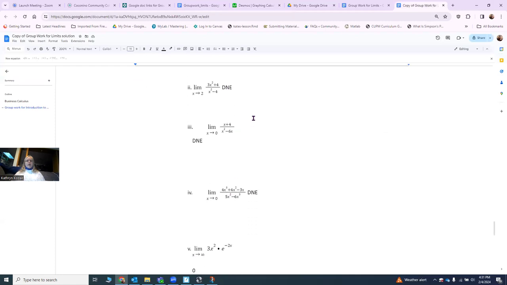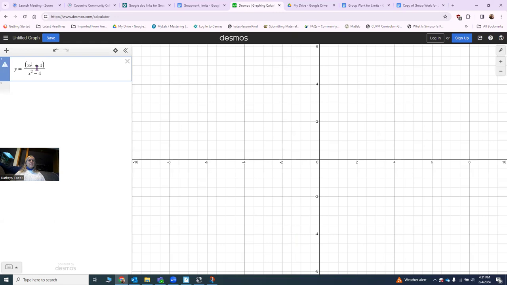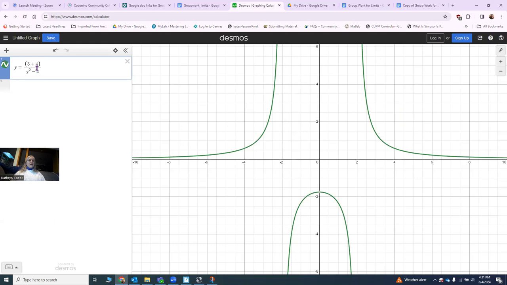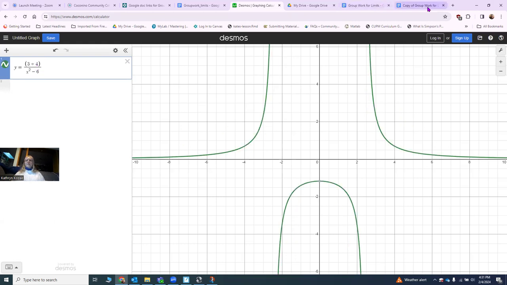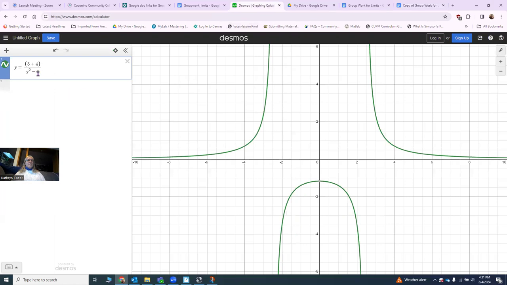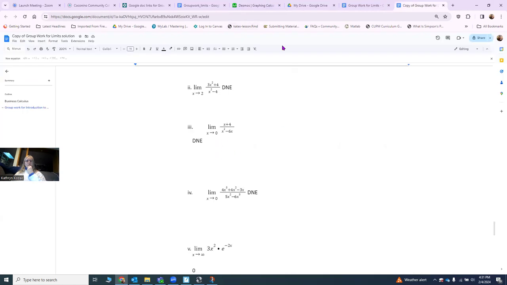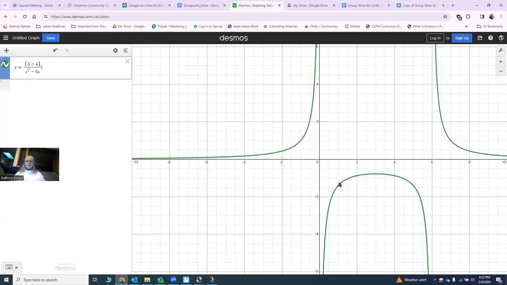We'll look at x plus 4 over x squared minus 6x. I believe it was x squared minus 6, let me make sure. X plus 4 over x squared minus 6x. And again, this time we're heading towards 0. So as I'm heading towards 0 on this side, I'm heading to negative infinity. As I'm heading towards 0 from the left, I'm heading to positive infinity. So again, that tells me we're never going to hit each other. We're never going to match up. And so the limit doesn't exist.